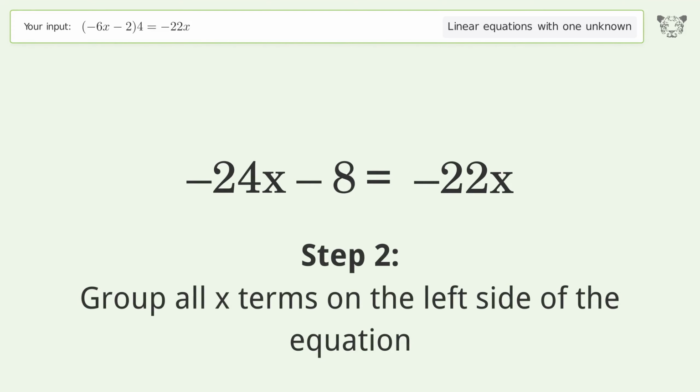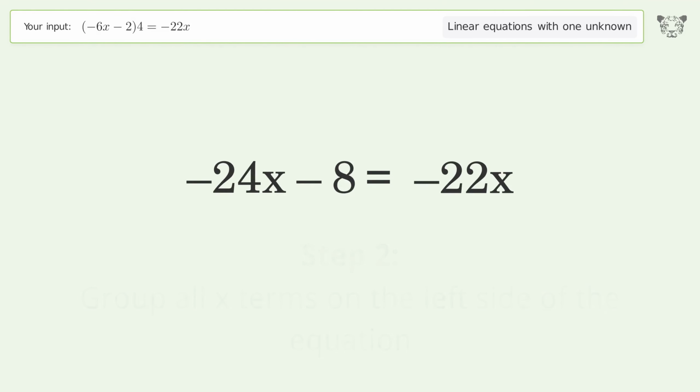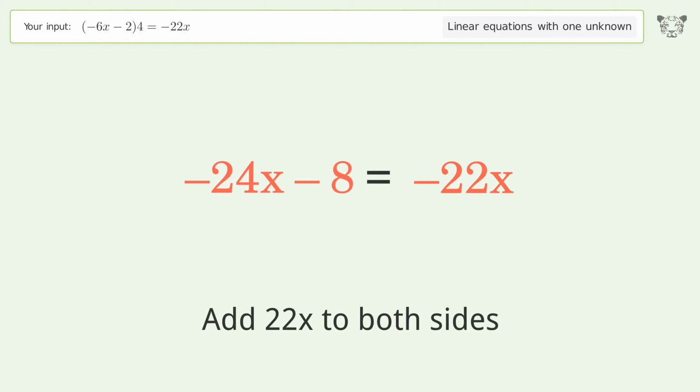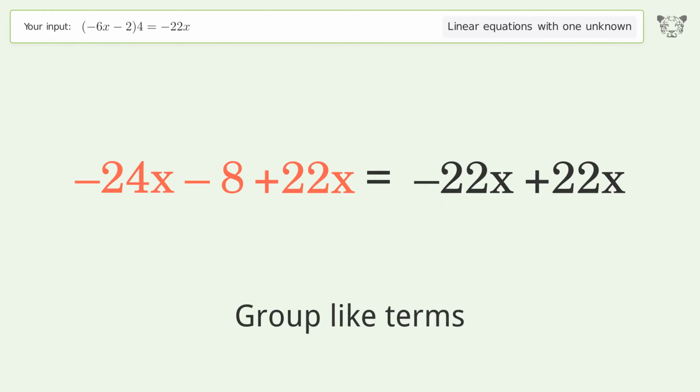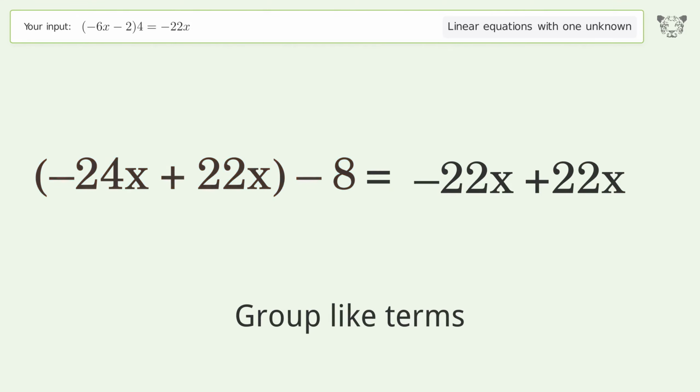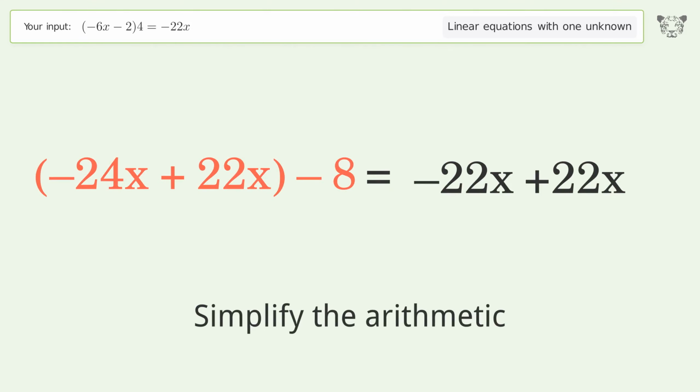Group all x terms on the left side of the equation. Add 22x to both sides. Group like terms. Simplify the arithmetic.